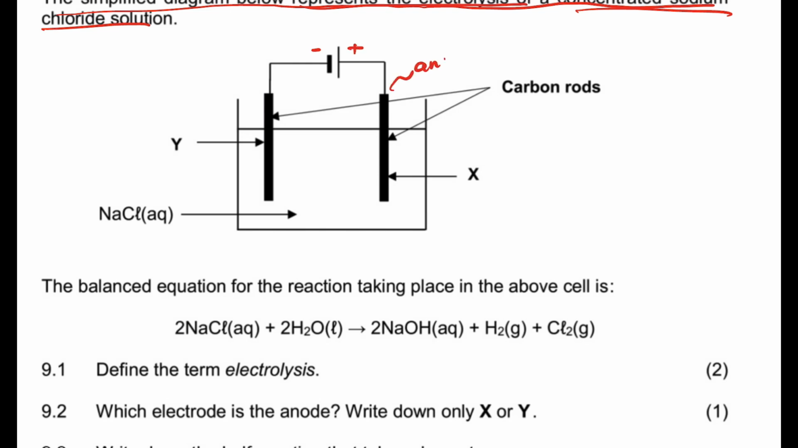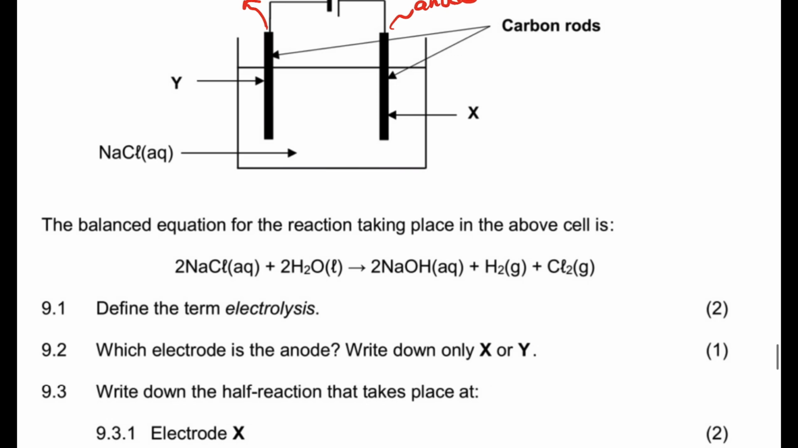So this is a what? This is an anode, and this side is a what? It's a cathode. We see by the terminals of the battery there, right? So what do we have here? We have sodium chloride, but it dissociated in water. So we have a sodium ion and the chloride ion and the water there.